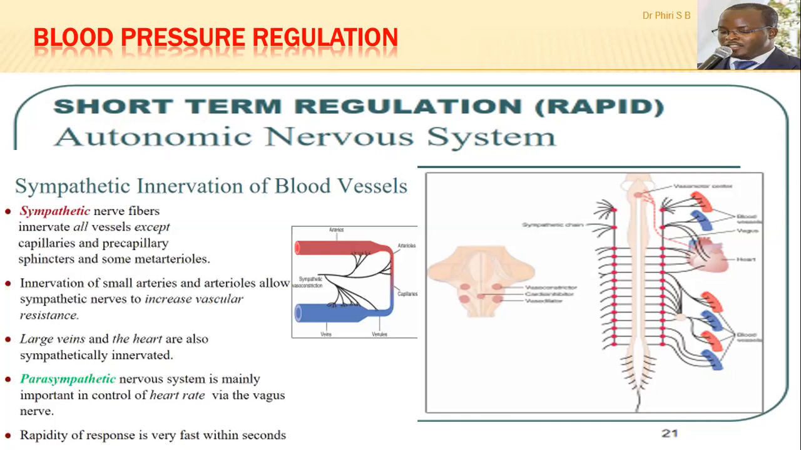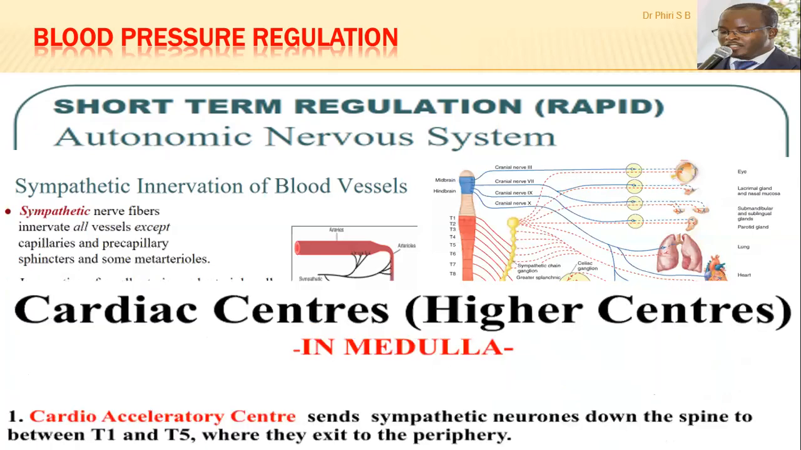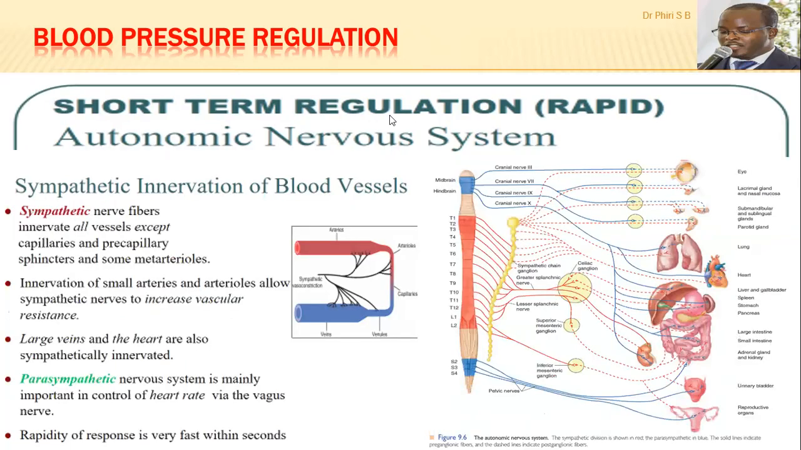It will take time for the body to produce hormones, to send signals for these hormones to be transported to go and bind to the receptors. So it takes a bit of time. That's why it's referred to as long-term regulation, as opposed to the autonomic nervous system, which is very fast. The rapidity of response is very fast. Within seconds, you have a response. So we'll discuss some of these. So you can see here the autonomic nervous system, the innervation.